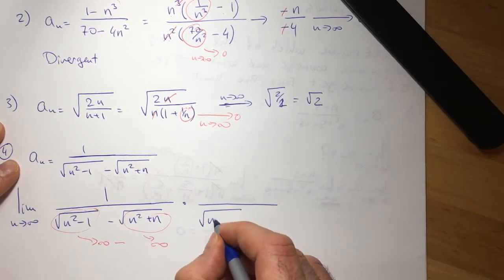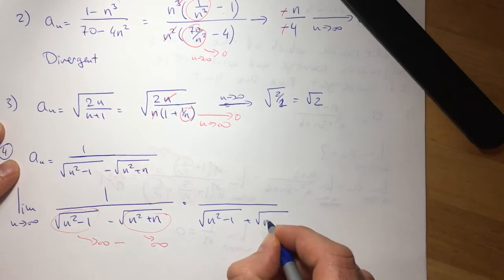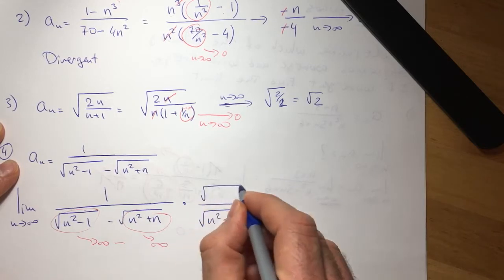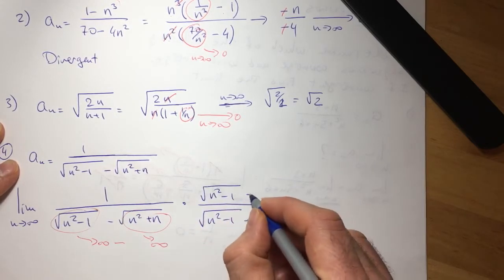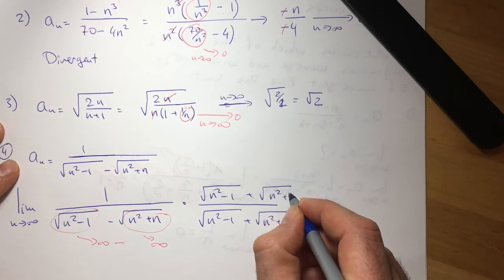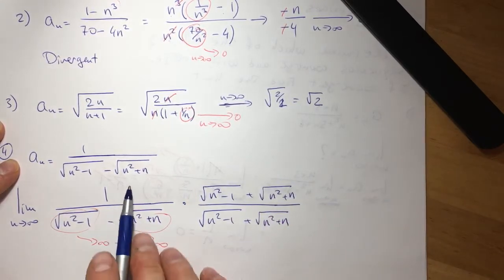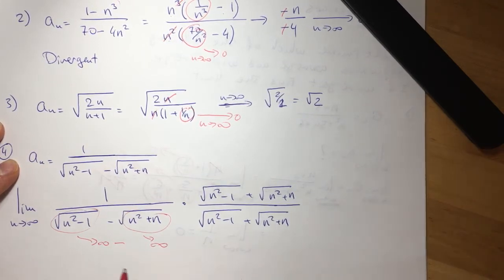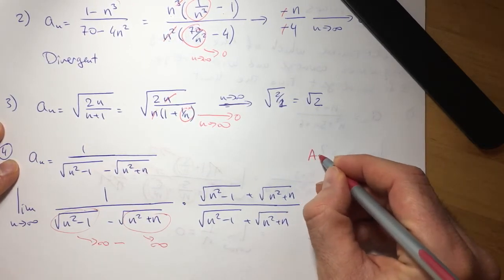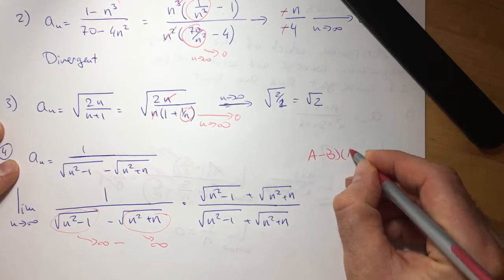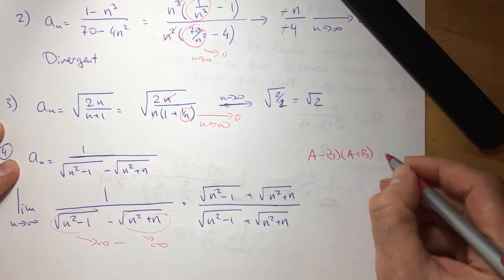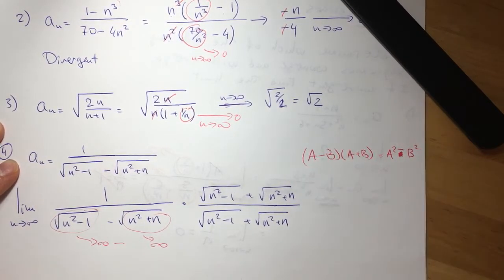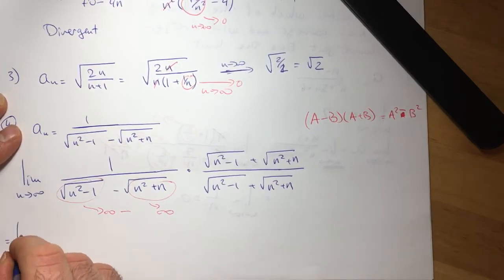Well, let's just rationalize the denominator. So I will multiply it by square root of n squared minus 1 plus square root of n squared plus n. And in the numerator, I have the same expression, which means that I'm just multiplying my sequence by 1. Okay? So I'm multiplying the denominator by its conjugate in order to use this formula, right? Difference of squares: a squared minus b squared.